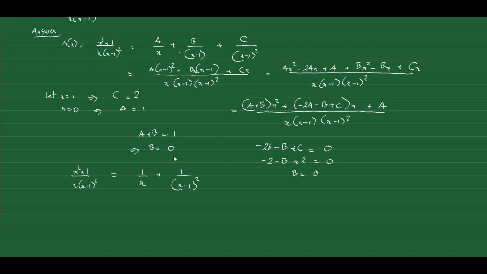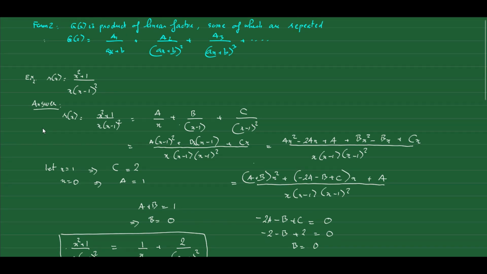You can pick one of the ways to find b. So b equal to 0, so we don't have this one, and c equal 2. So you have 2 right here. Right? Yep, and that's the final answer. So the process is kind of the same thing, nothing changed. All right, so that's form number 2.